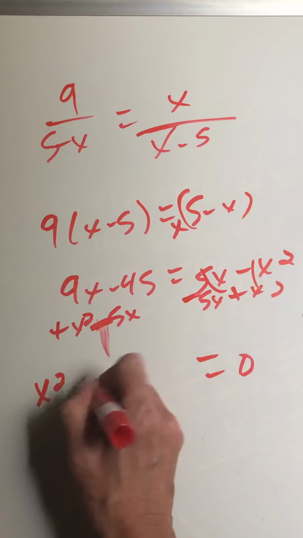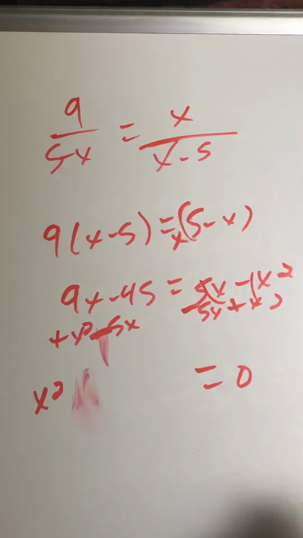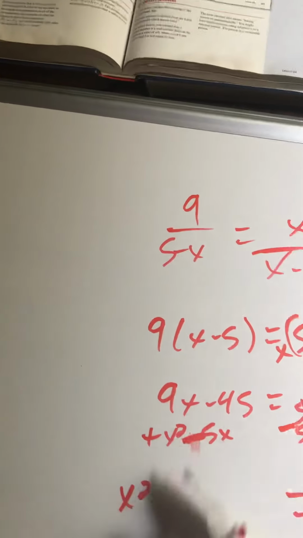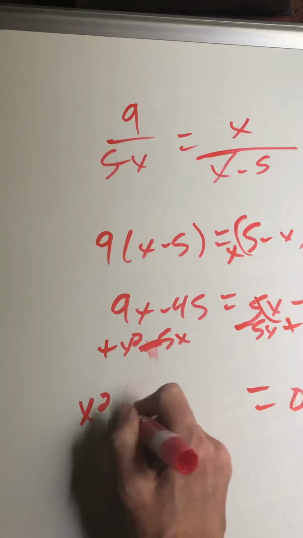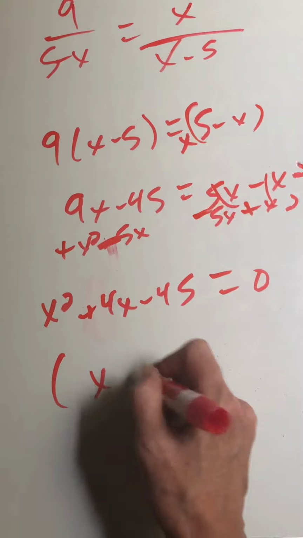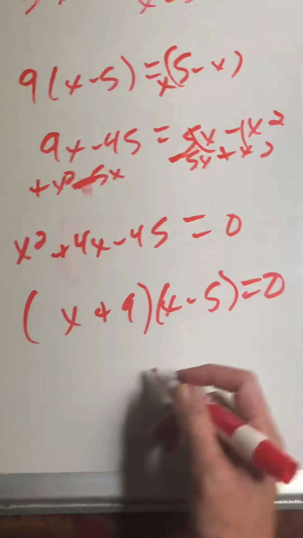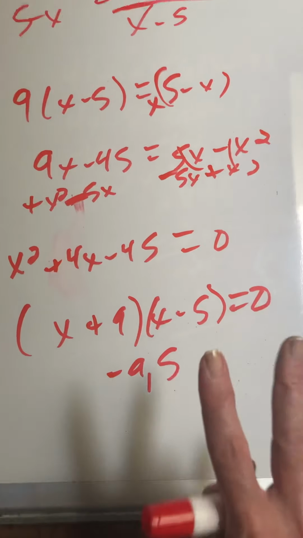So x squared minus, come on, pay attention. I'm not even paying attention, and I'm making a huge mess. Okay, so x squared, and then 9x minus 5x would be 4x right here, minus 45. So then this would factor. Sometimes you might have to factor, but y'all should know that. Y'all have seen this before. So I've got x plus 9, x minus 5. That's negative 9 and 5.